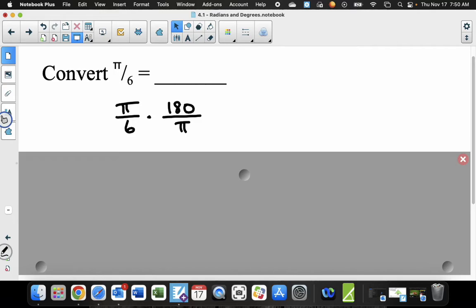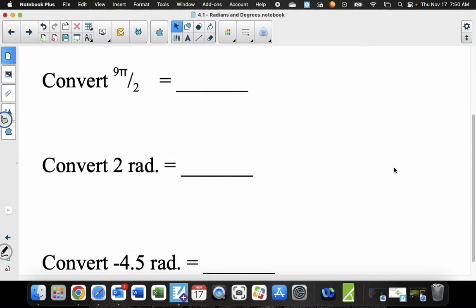Here's the nice part about when you're converting the other direction. What happens to the pi's? They cancel, which is why we no longer are in radians. The pi's are gone. Pi's cancel. We get 180 over 6. And what's 180 divided by 6? Pi over 6 is how many degrees? 30. Thank you. 30 degrees. There we go. So a 30-degree angle is 1/6 pi, if you will. Pi over 6. Okay.